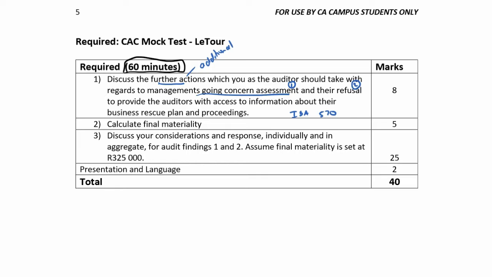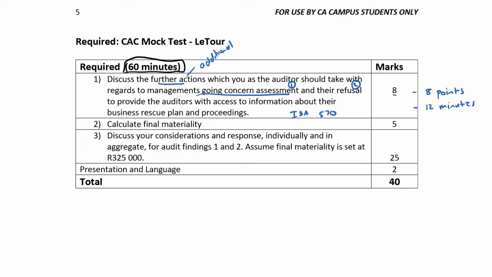Okay, for 8 marks, so I want to give 8 points, 8 actions as a result of what I've done, and I've got 12 minutes here. Okay, if I'm not sure what to do, I know there's a standard dedicated to going concern, so I need to go there to help me.